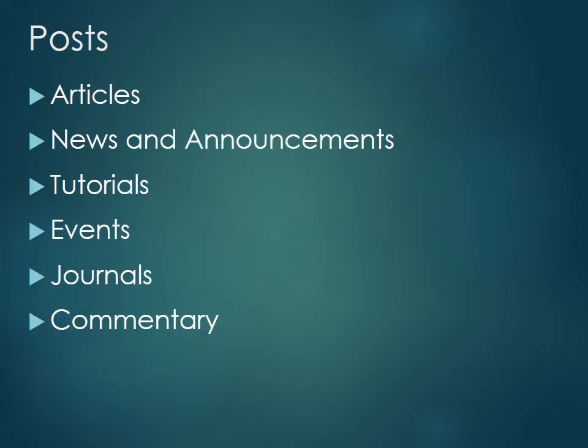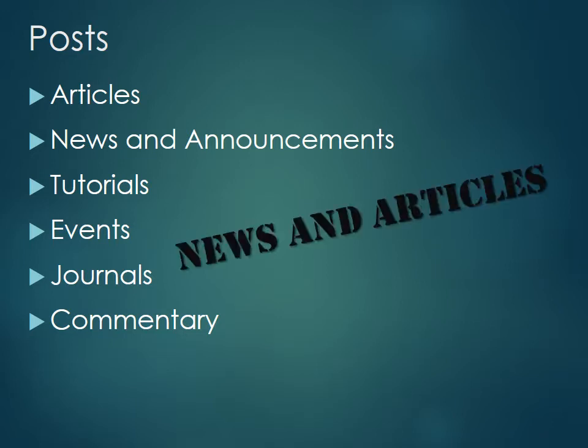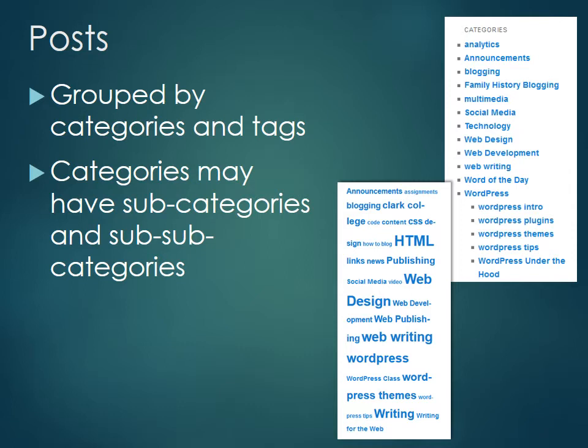Posts tend to be articles, news and announcements, tutorials, events, journals, commentary. They're your techniques, all of the different things that you publish that you want people to read on your site. That's the interactive content. Think of these as your news and articles. Posts are news and articles. Posts are grouped by categories and tags, and categories may have subcategories and subcategories. Now, posts cannot have a sub-post, but they can have categories which can have subcategories. So they're organized by categories and tags.